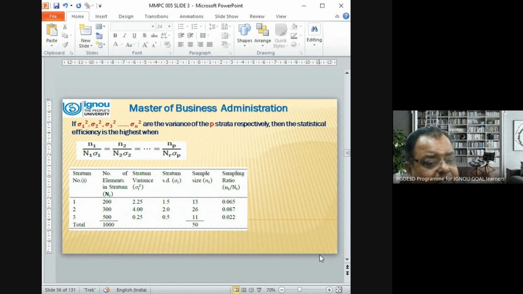Sampling ratio has now been changed because it's not uniform. 13, 26 and 11. Now your sampling ratio will be 0.065, 0.087 and 0.022. This is not proportional.